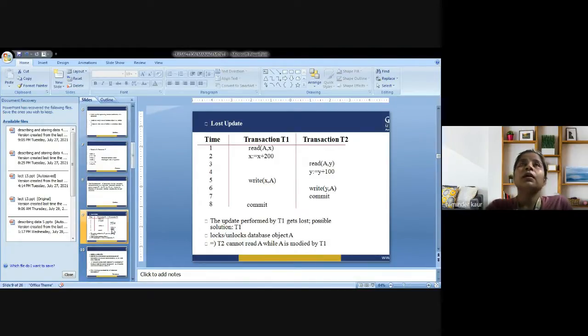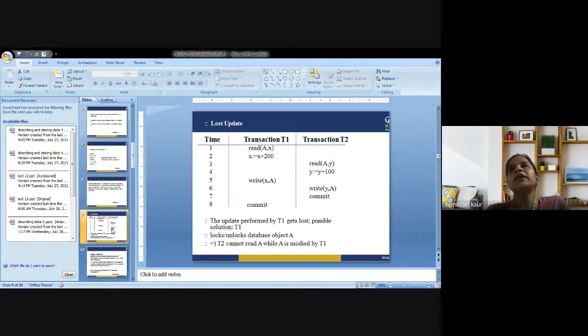On the other hand, the second concurrent transaction starts, which reads a variable Y. It has added the results to it, but in between the same write operation occurs on A. So that is why it could not be reflected, and in the end it gets committed. So the update performed by T1 gets lost. A possible solution is locks: T1 locks, unlocks.